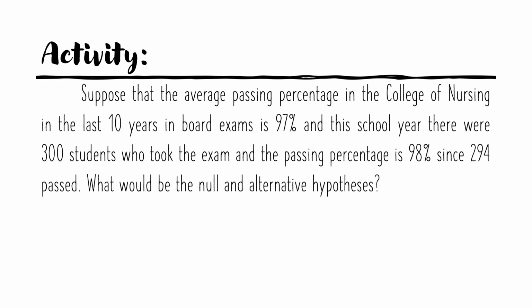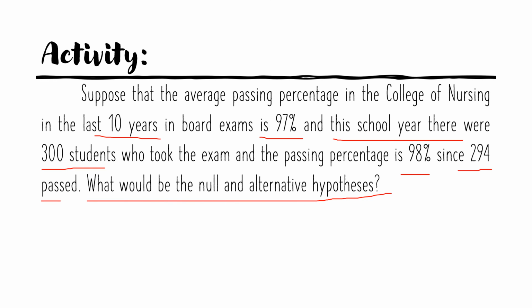So for your activity, suppose that the average passing percentage of the College of Nursing in the last 10 years in the board exams is 97%. In this school year, there were 300 students who took the exam and the passing percentage is 98%. Since 294 passed, what would be the null and alternative hypotheses? That will be your activity for this video lesson.